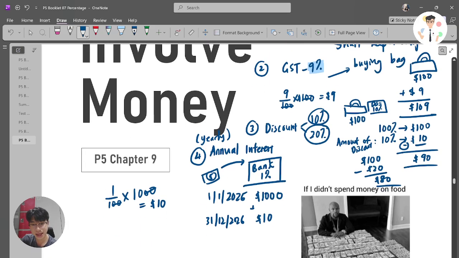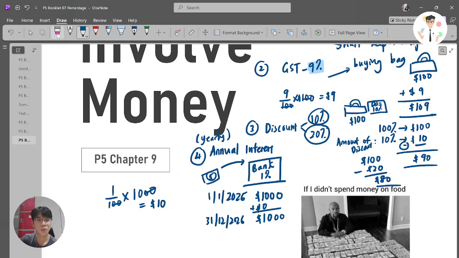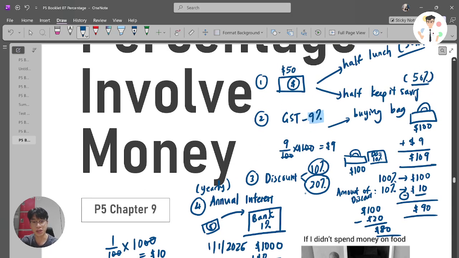So it means that at the end of the whole 1 year, you have $1,010. So that is basically what annual interest means. If the bank gives you 2%, it means you earn $20. If it's 3%, you earn $30. So at the end of the year, you get 10, 20, 30, something like this. Okay, so there are basically the 4 situations we have for today.